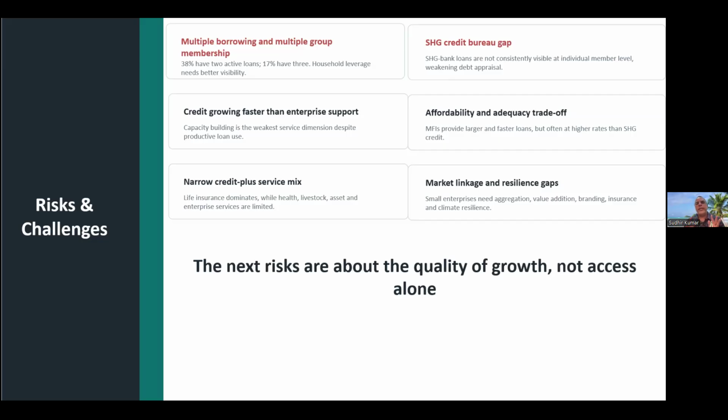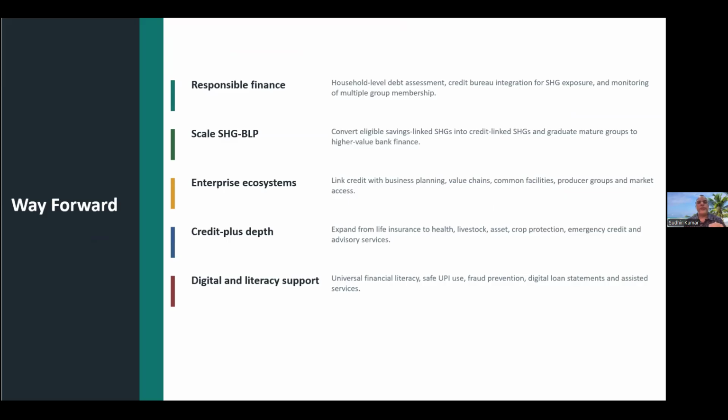So what we're basically saying is that it's not about access now. It's not about reaching out. It's about the quality of growth and where the money goes. So that's where the risks and challenges lie. In terms of way forward, we're saying responsible finance in terms of household level debt assessment should be a universal criteria, not only for MFIs. Even when an SHG member is getting finance, MFI loans and all other loans should be considered. There should be a common factor between MFI and SHG, whoever gives it.